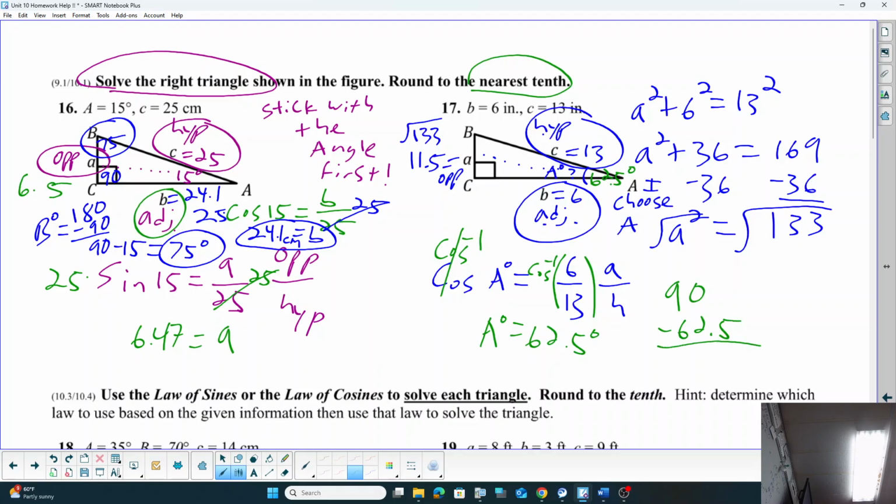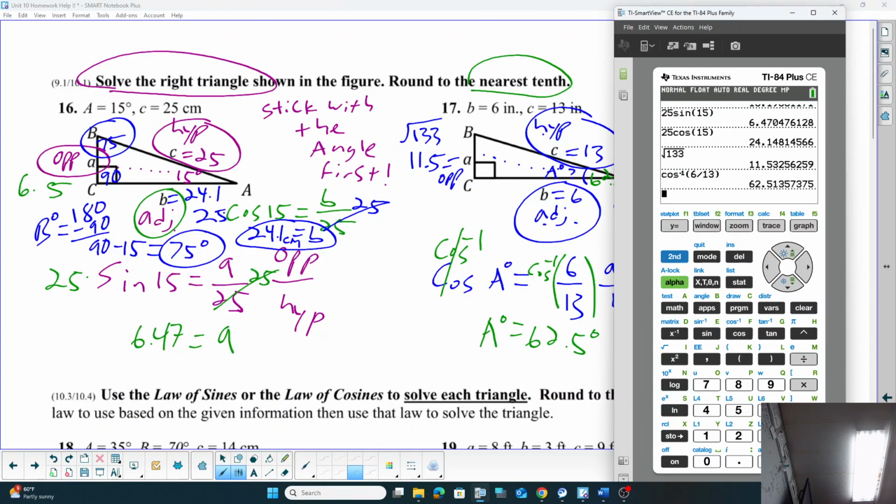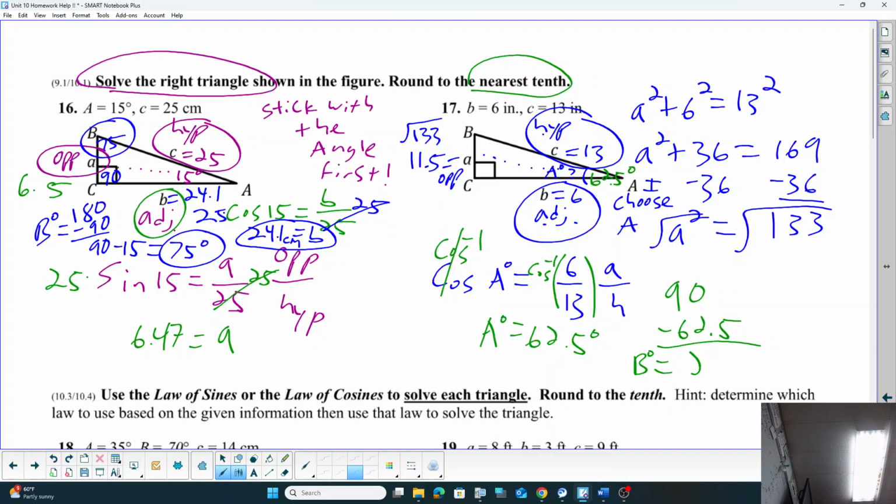And then, of course, you can just do 90 minus that to get angle B now. So we're going to do 90 minus 62.5, and we get 27.5. Cool. So I hope you can do that on the test. Can you solve the whole triangle? I hope you can solve the whole triangle on the test.